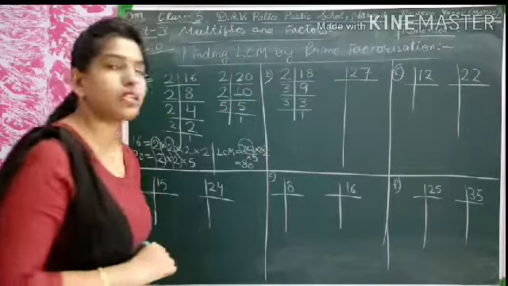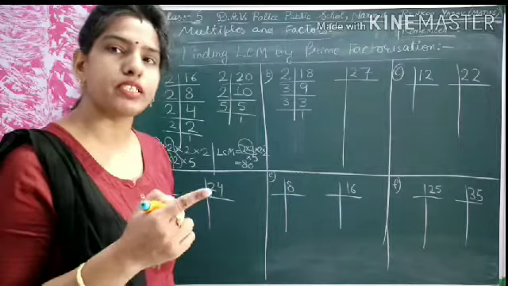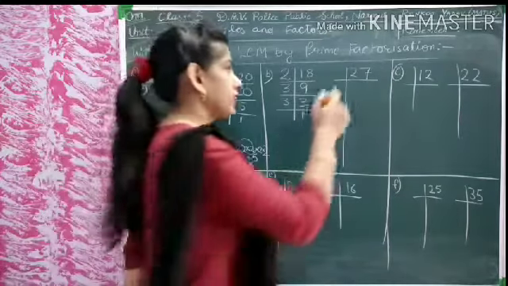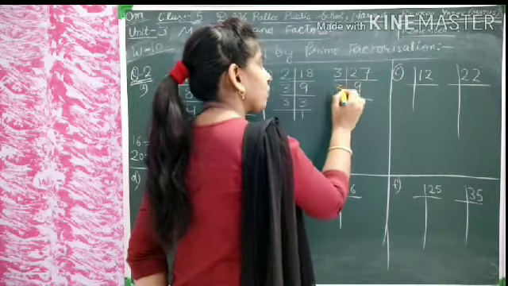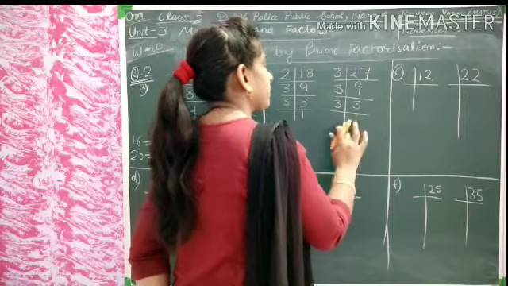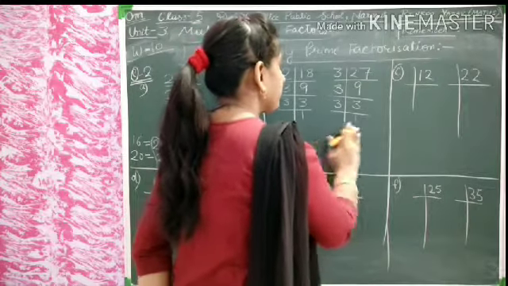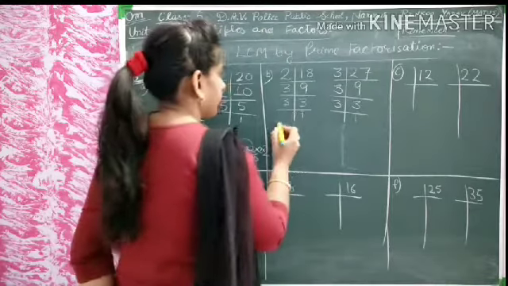Now 27. It is not divisible by 2. The next prime number is 3. We will check with 3. Yes, it is divisible by 3. 3 nines are 27. 9 is also divisible by 3. 3 threes are 9. 3 ones are 3.